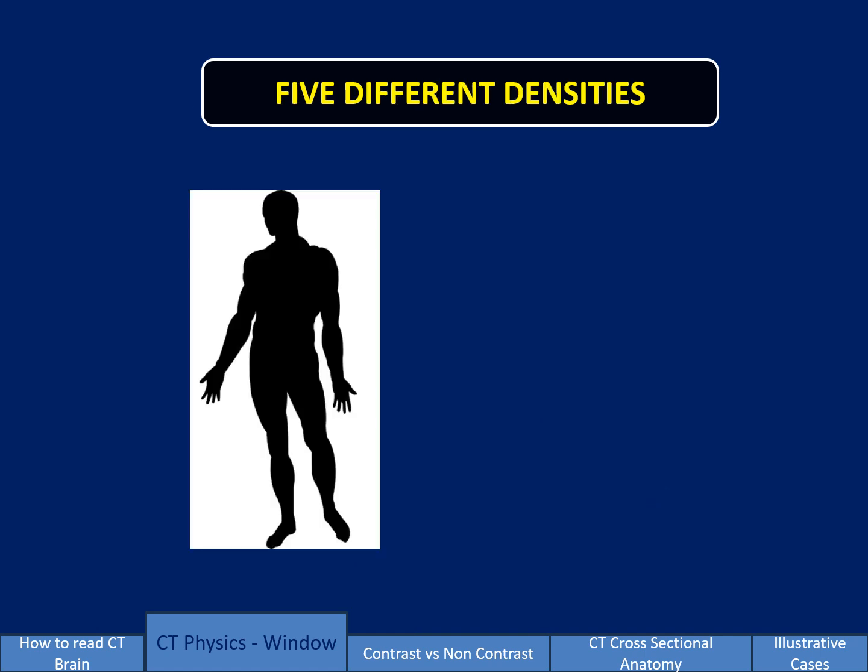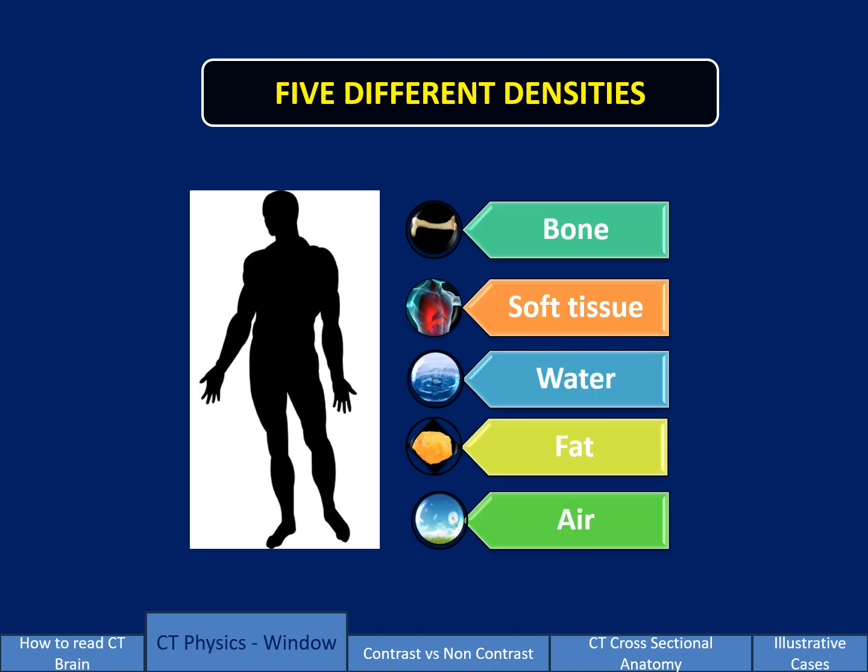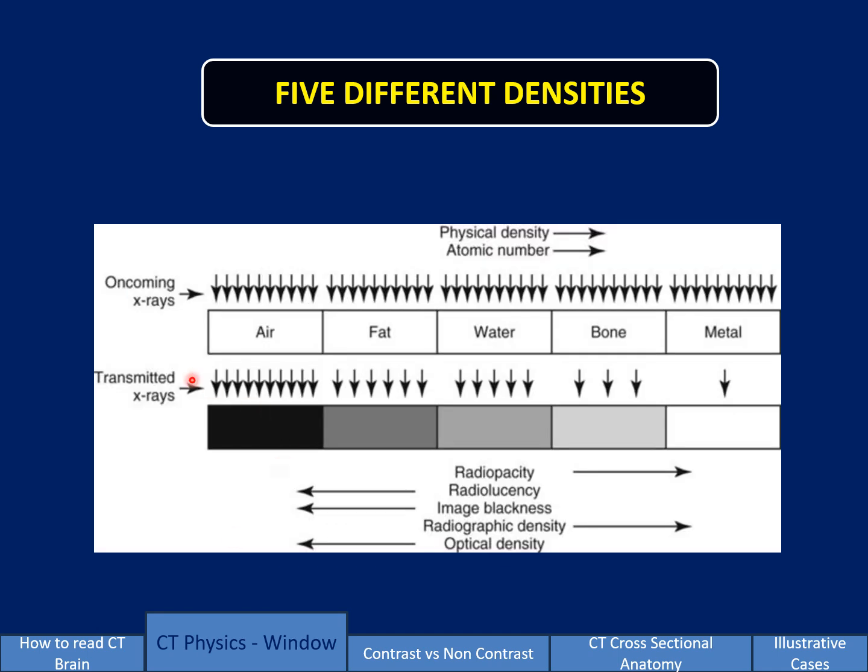For example, when we look at a CT brain, there are 5 different densities, namely bone, soft tissue, water, fat and air. In one extreme it is bone, in the other extreme it is air. These 5 different types of densities are picked up in CT. On one end the bone or metal is at the higher end, where it appears white on the CT brain, and on the other end it is air, where air looks black. Intermediate densities are fat and water, which are more of a grayish color.